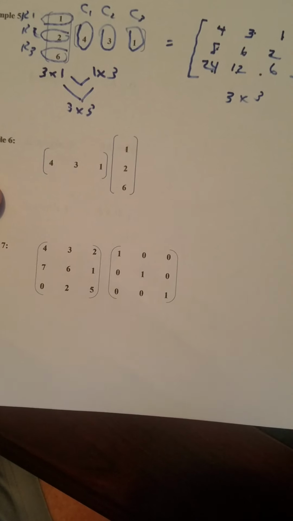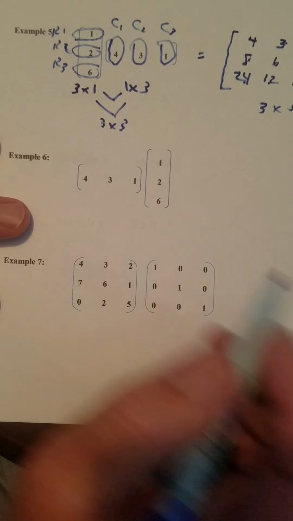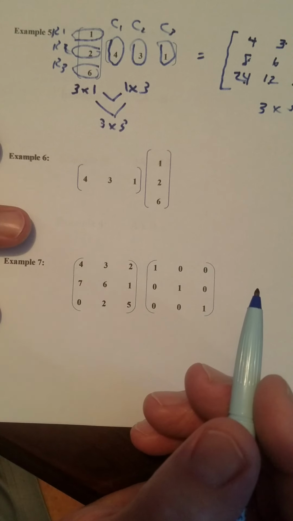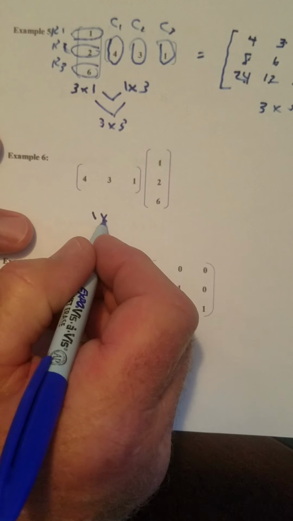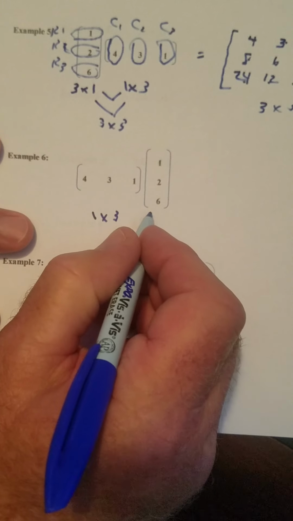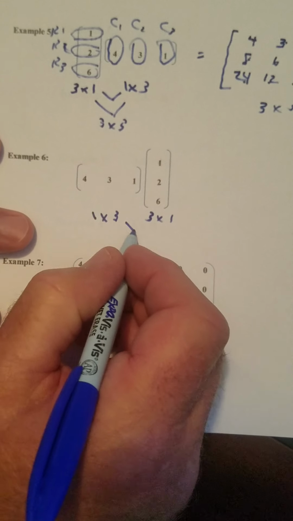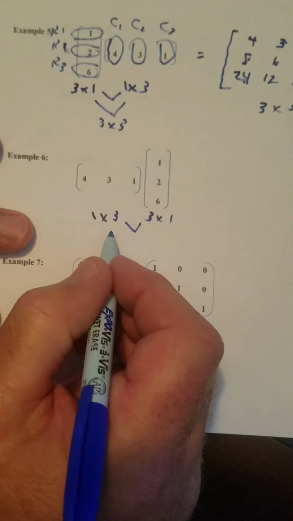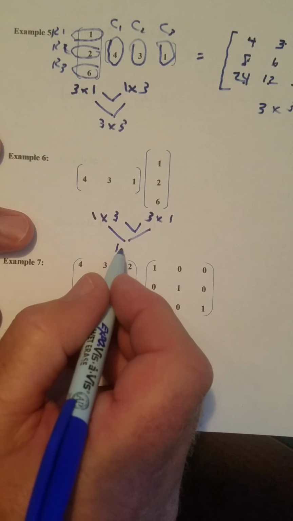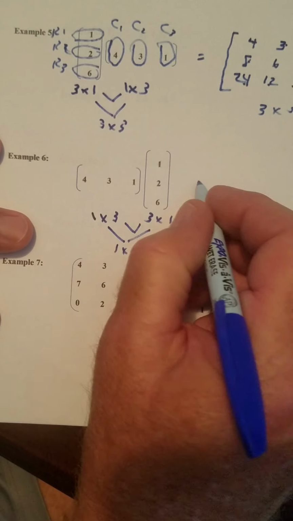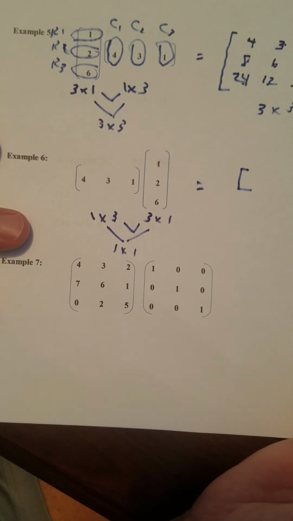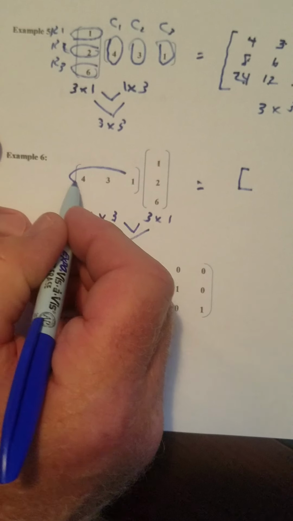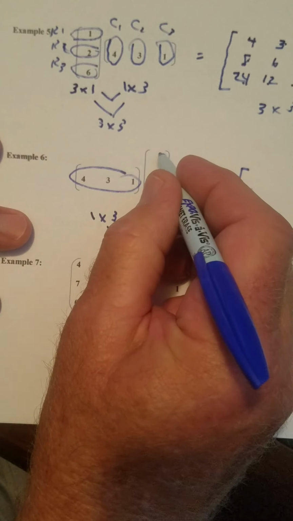Okay, example 6. Example 6 looks just like the other one, except I switched the order. We know we're going to get a different answer. The dimensions on this one are 1 by 3. The dimensions over here, 3 by 1. So the inside's the same, so that tells us we can do it. And the answer is going to be a 1 by 1. So that's simply just going to be one number. We've got one row. We've got one column.